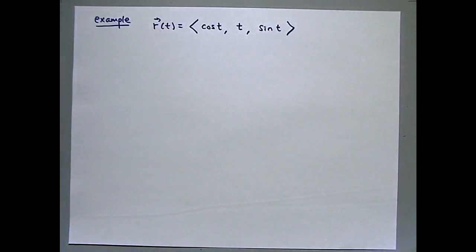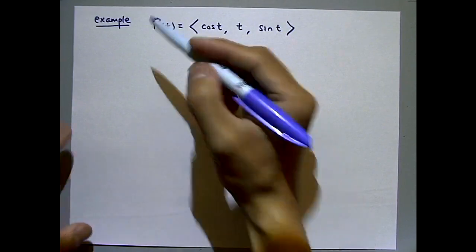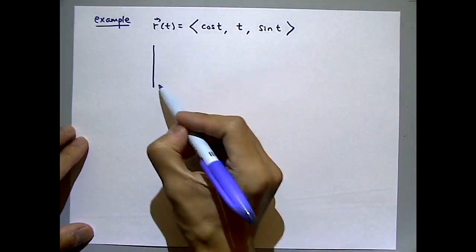Cosine t, comma t, and then sine of t. You remember the shape from last time? Not a cylinder, close. It's a helix. It's a curve that's on the surface of a cylinder. Right. This was a helix.